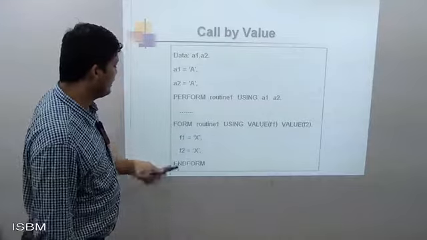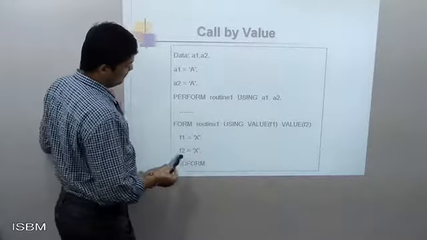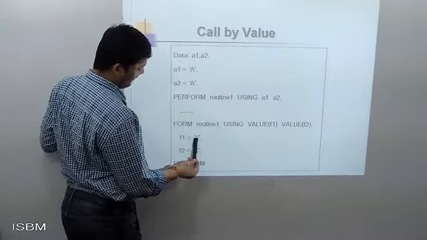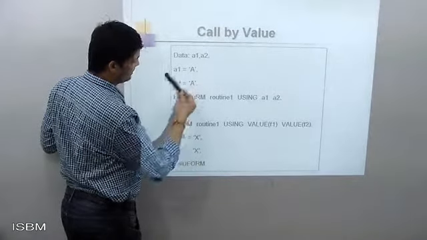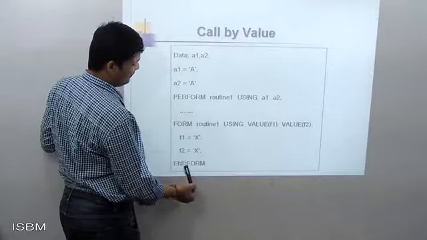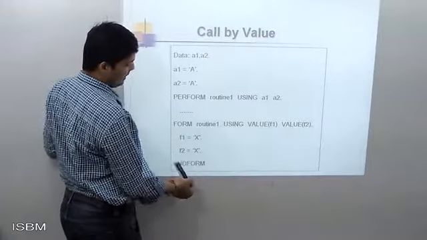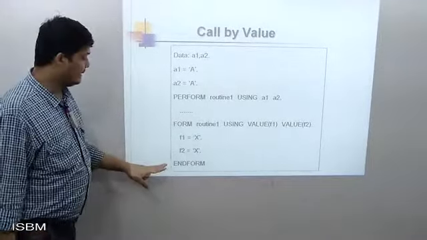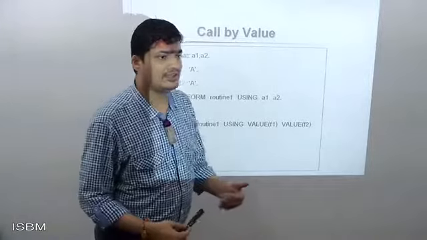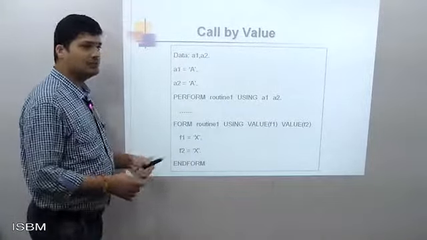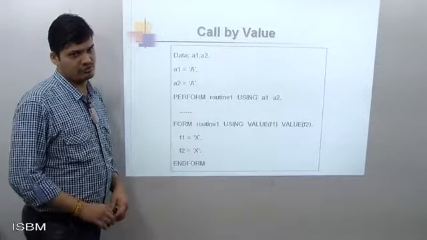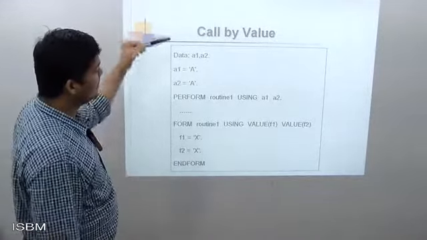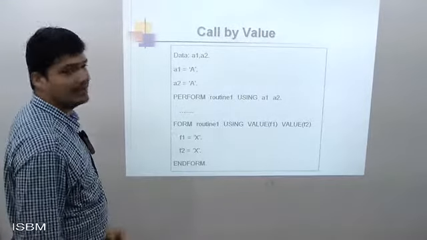So what will these two variables do? I will put the value x into F1 and x into F2. Whatever we have done over here, the same thing, then endform. Then if I want to write these F1 and F2, we can directly use the write keyword over here. And if you want to use F1 and F2 somewhere else, that is also possible. So this is the simple way of understanding call by value.